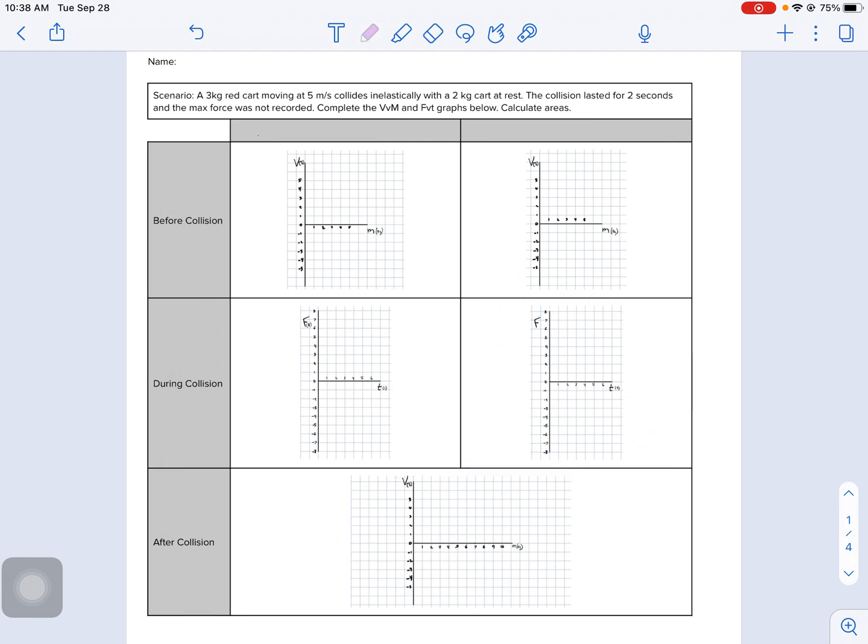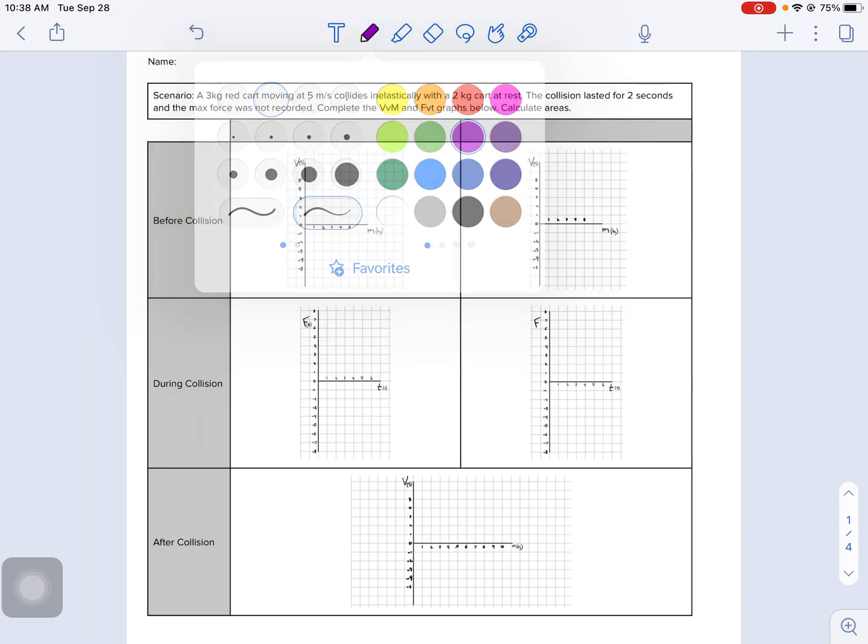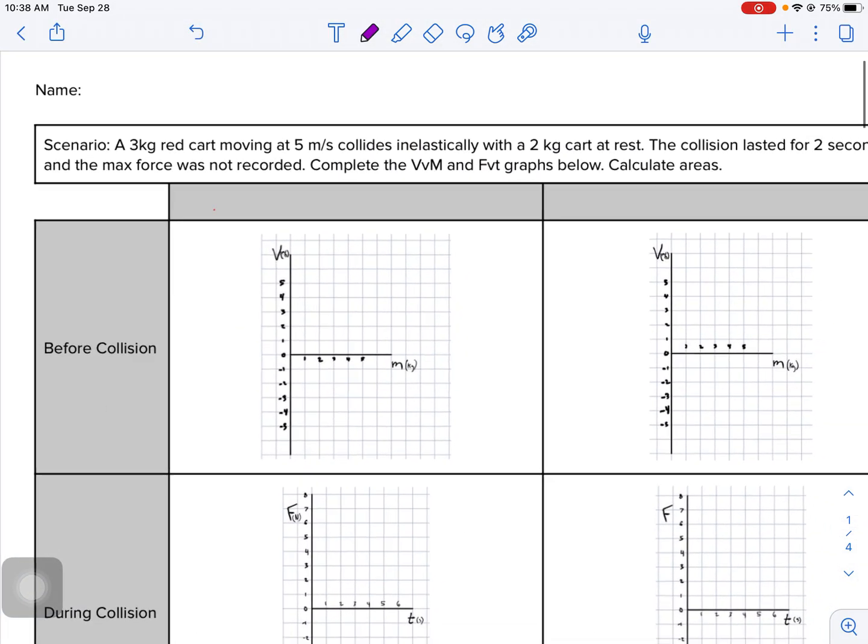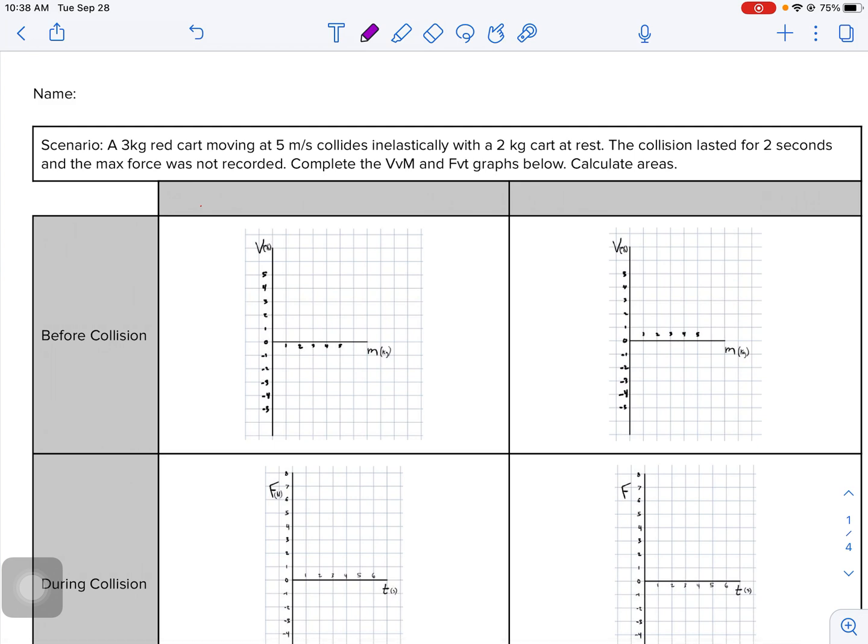So let's read the scenario. I'm going to circle anything that I think is going to be important. Let's read this scenario together, team. A 3 kilogram cart, red cart, moving at 5 meters per second, collides inelastically with a 2 kilogram cart at rest. I'm immediately going to write 0 meters per second because that's what at rest means. The collision lasted for 2 seconds and the max force was not recorded. So I'm going to put a little question mark for max force not being recorded.